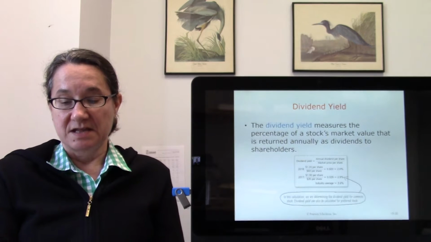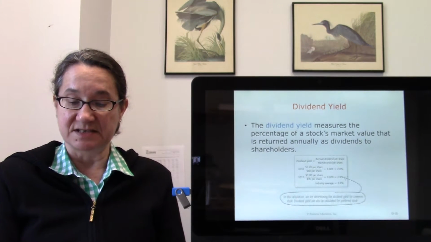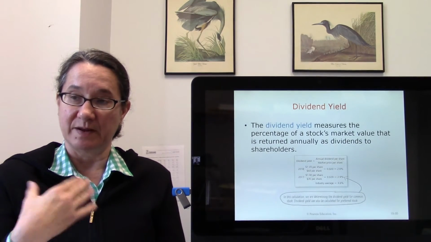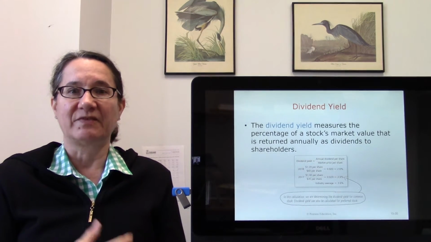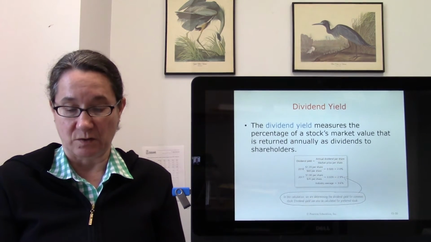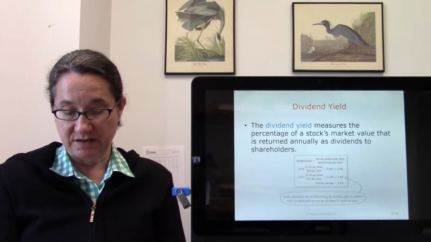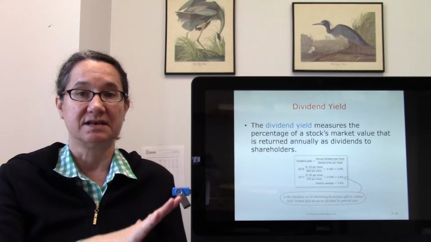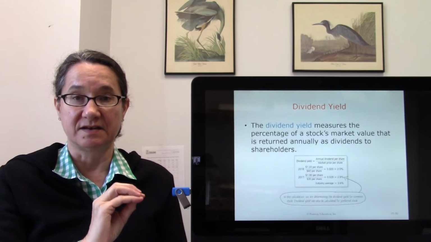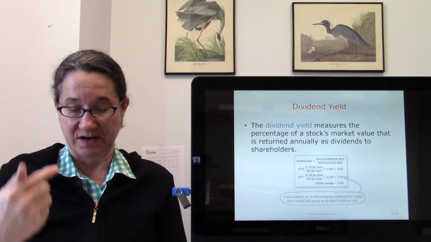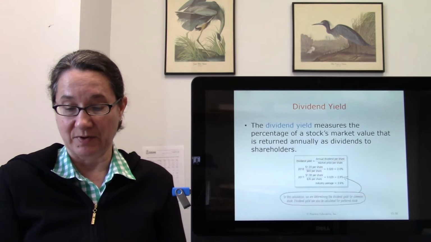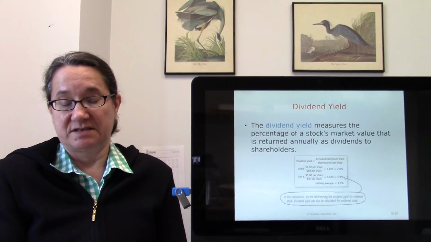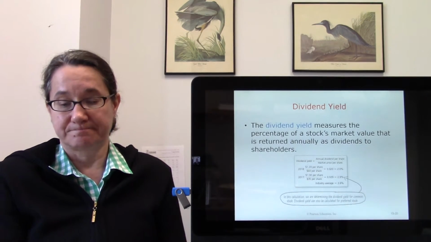Dividend yield. The dividend yield measures the percentage of a stock's market value that is returned annually as dividends. So from time to time, companies pay out dividends to the stockholders. To look at this, you take the annual dividend per share that's actually paid out, not EPS, that's net income per share. The dividend is the actually paid out amount. So you take annual dividends per share, divide it by the market price, and it tells you the dividend yield, so what you're getting back in terms of dividends.